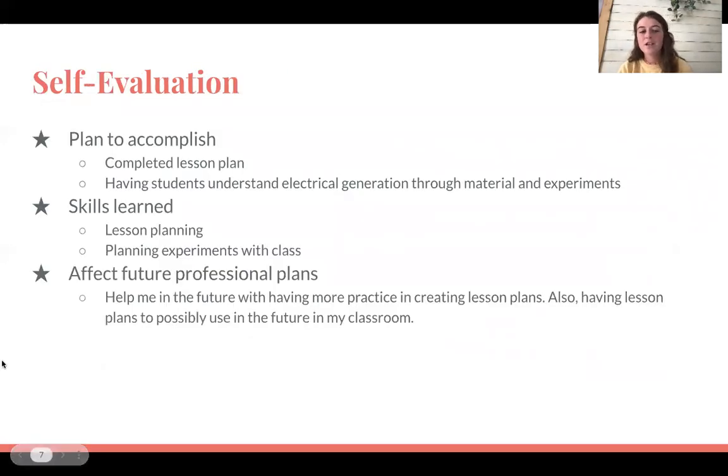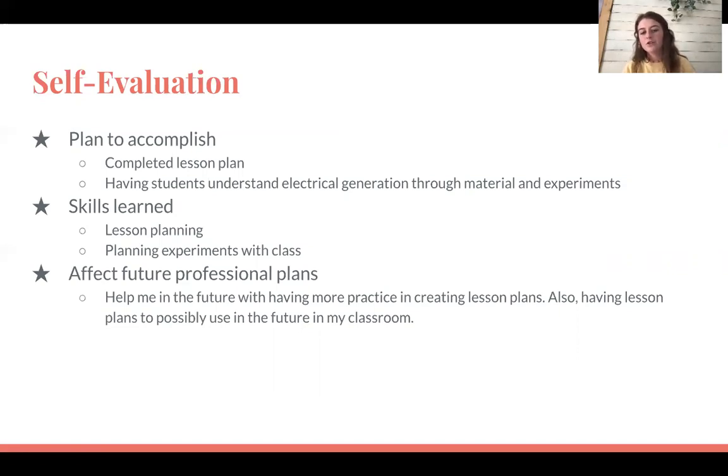So, self-evaluation. I plan to accomplish a completed lesson plan and then having students understand electrical generation through the material and experiments. So just the objectives I want them to be able to answer. And then skills learned: lesson planning. I haven't had much experience with lesson planning other than a couple classes, so it's always good to have more. And then planning experiments with a class. I feel like that is really helpful to see what works and what doesn't work.